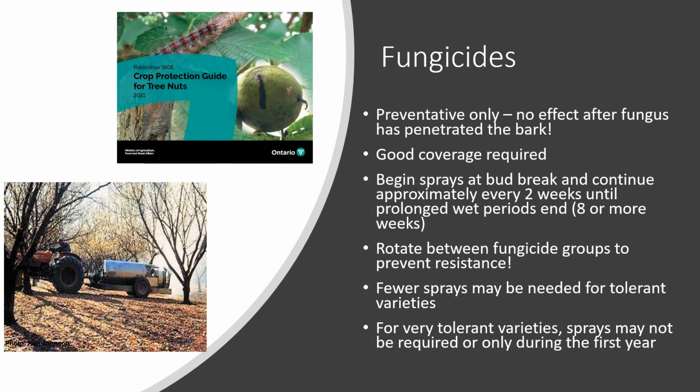So spray timing should begin at bud break. That's the period where actively growing tissue appears. And then you want to continue those sprays approximately every 2 weeks until prolonged wet periods end. In Oregon, they generally recommend about 4 sprays, finishing at the end of May. But in Ontario, our rainy conditions tend to persist for quite a bit longer. So it is possible that sprays will need to continue through June if it's really, really rainy and there's lots of susceptible tissue present.